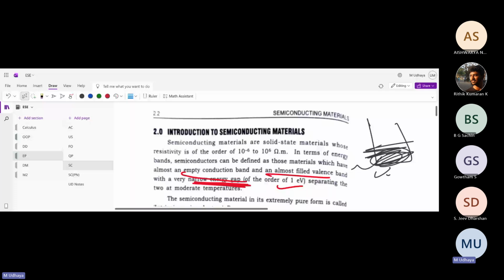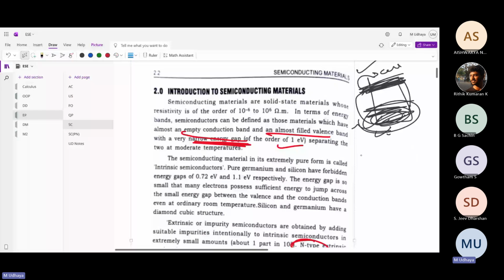These valence electrons, when they acquire a certain amount of energy, can jump to the conduction band and participate in conduction. But if you observe carefully, the energy band gap between the conduction band and valence band will be very high in such materials, and that is the reason they are not preferred for different applications. So what are semiconductors? Those materials which have an almost empty conduction band and an almost filled valence band.